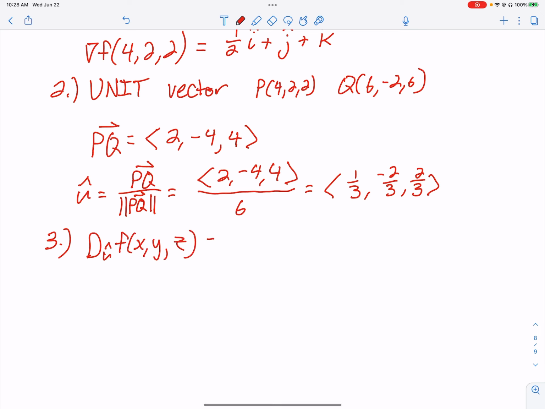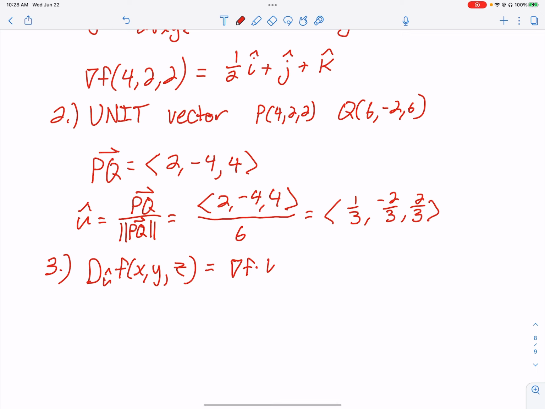When we wrote our gradient up here, we should have put a third component. We did it, but I didn't write it there. The directional derivative is going to be the gradient f dotted with the unit vector. So we get 1/2, 1, 1, dotted with 1/3, negative 2/3, 2/3. Once you do that dot product, I'm not going to waste time on the video doing a dot product, we get 1/6. This is the slope, right? The slope of the tangent line in that direction on that surface.